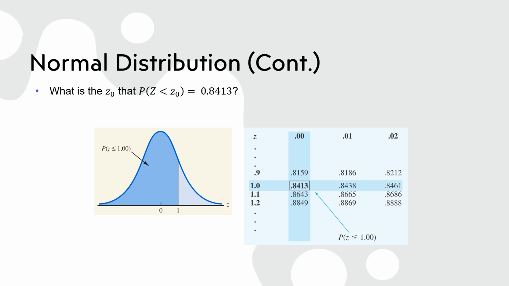Then, we need to locate the corresponding row, first two digits of the z-score, and column, third digit of the z-score. For example, if we are asked to find a z0 so that the probability of a standard normal random variable being less than this z-score is 0.8413, we need to find this cumulative probability in the body of the table as shown here, and report the combined values from the first row and column as the corresponding z-score.